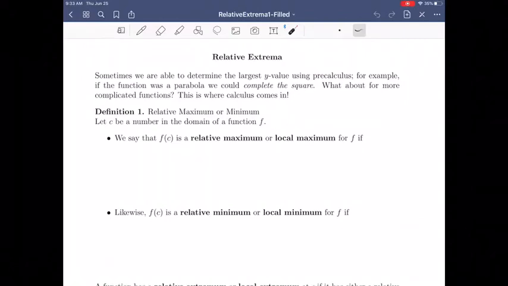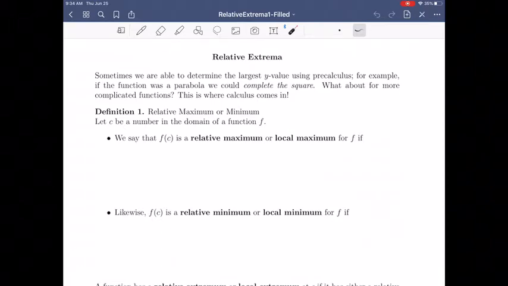You may have noticed in the last video that when a function switched from increasing to decreasing or decreasing to increasing, it happened at the top of a peak of the graph or the bottom of a valley. It's going to be important for us to determine where these peaks and valleys occur. Sometimes we're able to determine the largest y value using pre-calculus. For example, if we had a parabola that wasn't in the right form, we could complete the square to find its vertex, which would be the maximum or the minimum.